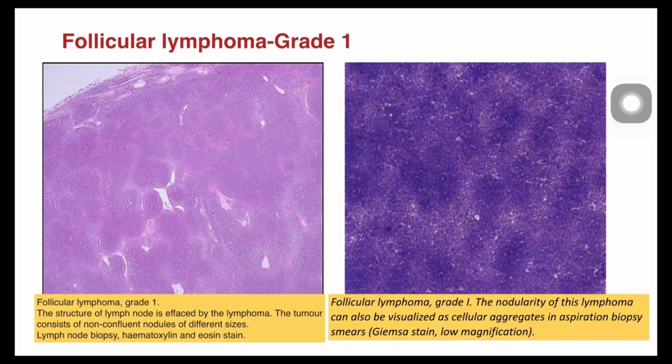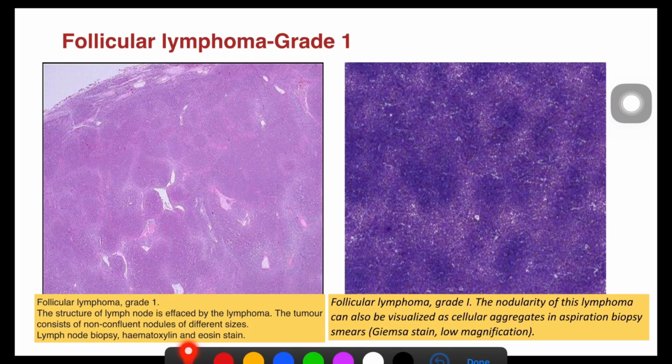So this is a histological section. Here you can see lymph node having effacement by the lymphoma. It is showing non-confluent nodules of different size. So this is a lymph node biopsy, and this follicular pattern is seen where varying size of follicles are seen. And in cytological preparation, here we can see this type of nodularity which can be visualized as cellular aggregates in the aspiration smear.